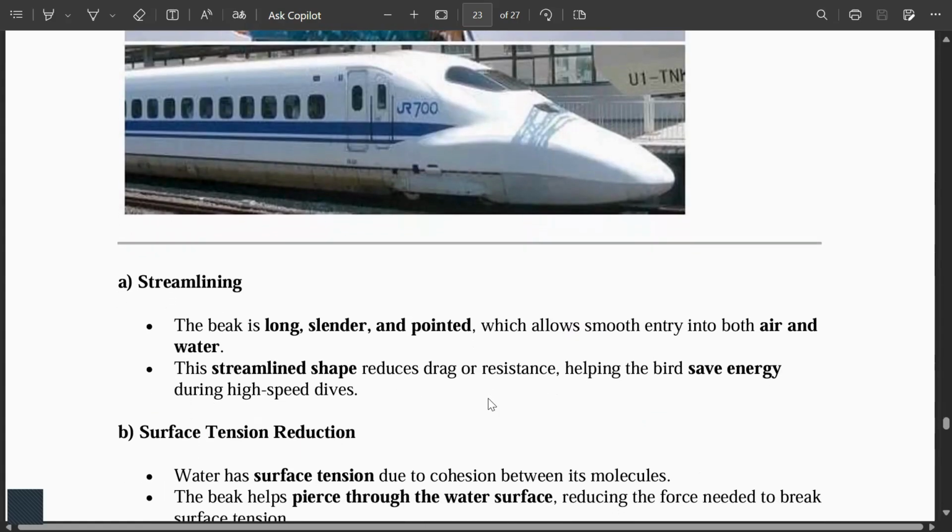This beak is long, slender, and pointed, which allows a smooth entry in both air and water. That is why submarines are also almost in this shape. Streamlined shape reduces drag or resistance, helping the bird save energy during the high speed dives.